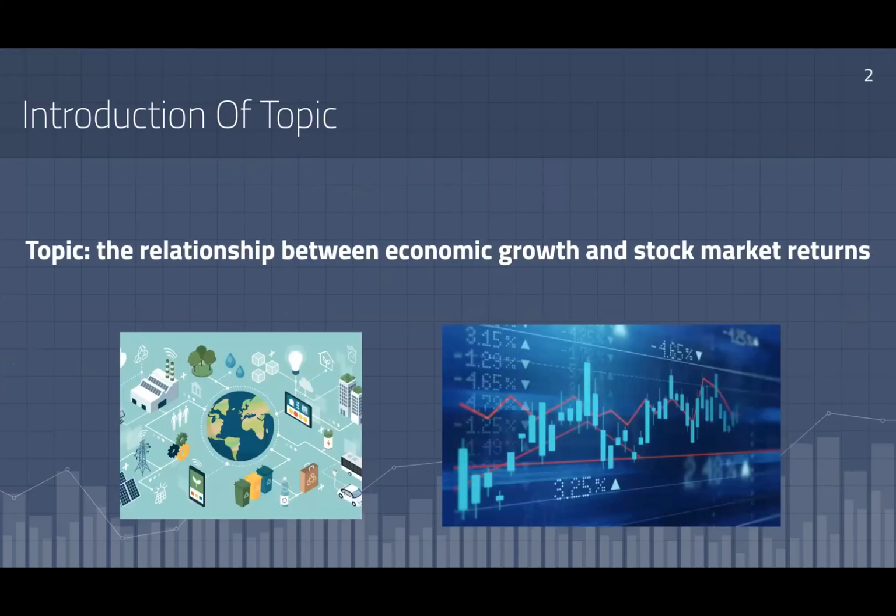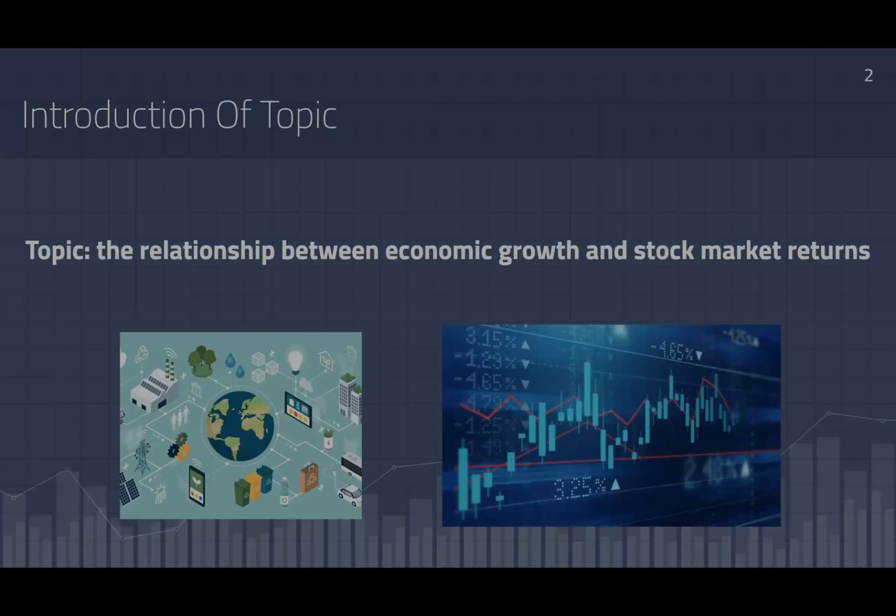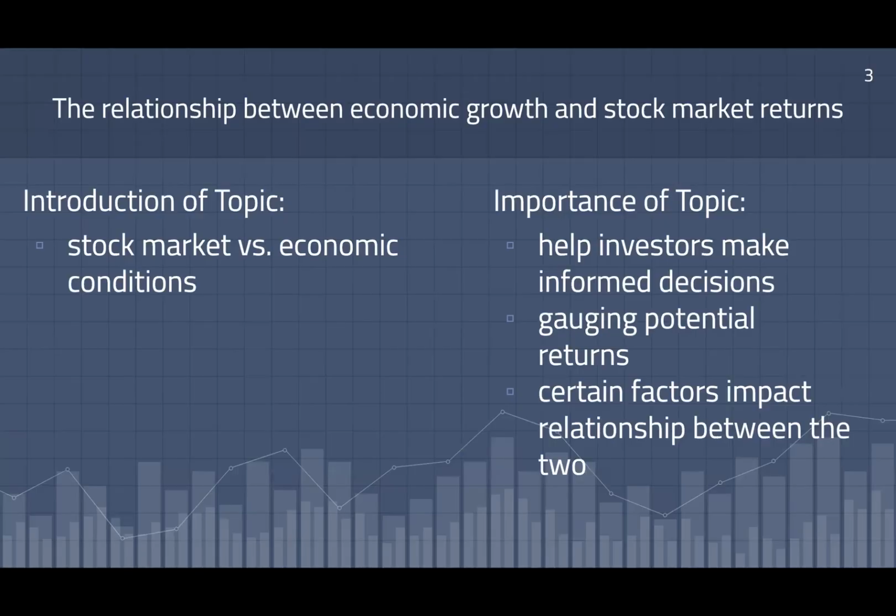The topic I will be talking about today is the relationship between economic growth and stock market returns. To introduce this topic, my topic explores the correlation between the performance of the stock market and the broader economic conditions of a country or region. This topic is very important because understanding this relationship can help investors make better investment decisions, and it can help policymakers design policies that promote economic growth and stability.